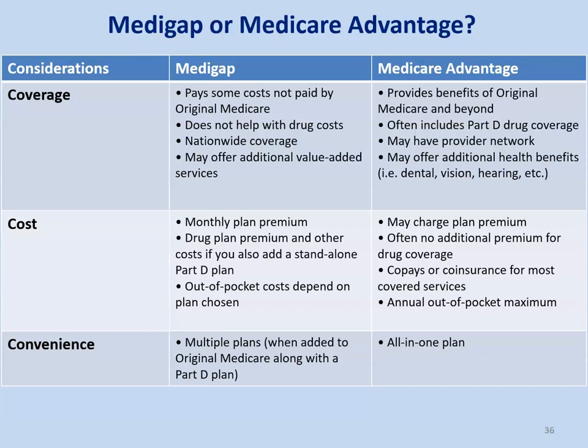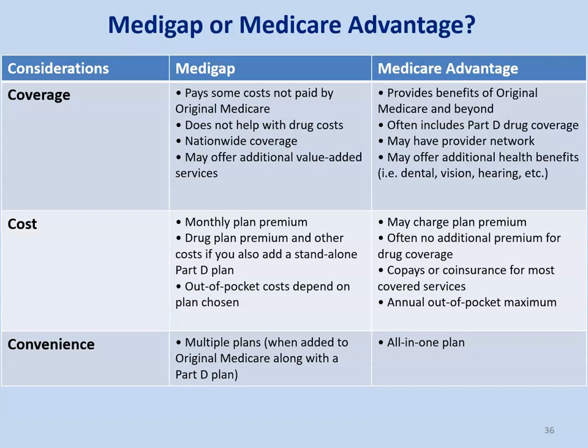From a cost perspective, with Medigap, you're going to have monthly plan premiums, drug plan premiums if you have a standalone Part D plan, and out-of-pocket costs depending on the plan you choose. With a Medicare Advantage plan, it may charge a monthly premium or not. As we just saw, there are some zero premium plans out there. It offers no additional premium for the drug coverage. You have co-pays and co-insurance for most covered services, so there will be $20 here, $15 there, and you have an annual out-of-pocket maximum.